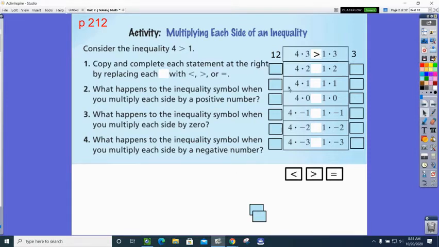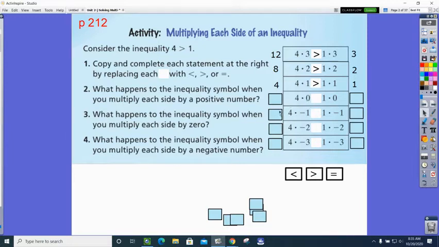Not very exciting. If I now take that 3 to a 2, and I multiply 4 times 2, I get 8. And 1 times 2, I get 2. Still going to be a greater than, because 8 is greater than 2. If I multiply that original inequality by 1 on both sides, 4 times 1 will give me 4 on the left, and 1 times 1 will give me 1, and it's still greater than. You're starting to wonder, why are we doing this?